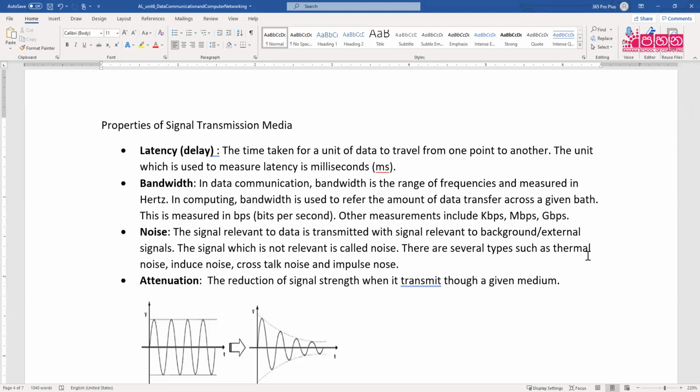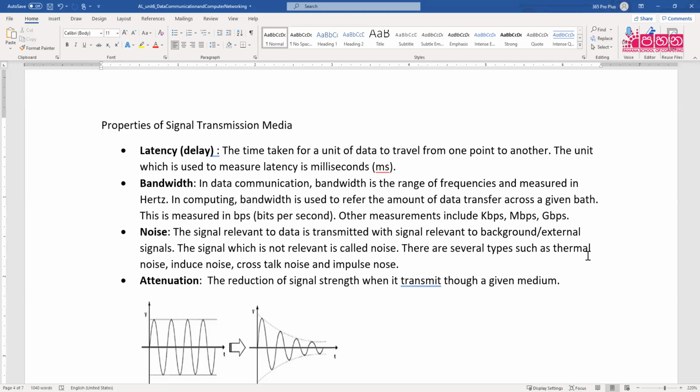The bandwidth, that means the range of frequencies that you can have. That means the lowest one and the maximum, low and high. And this is measured in hertz. The noises: when you send signals from one point to another one, there are some additional background noises that come. So this is called noise.